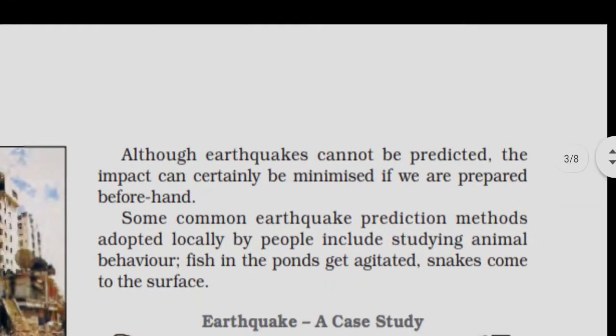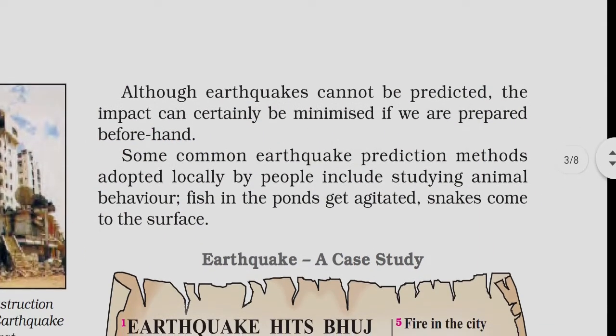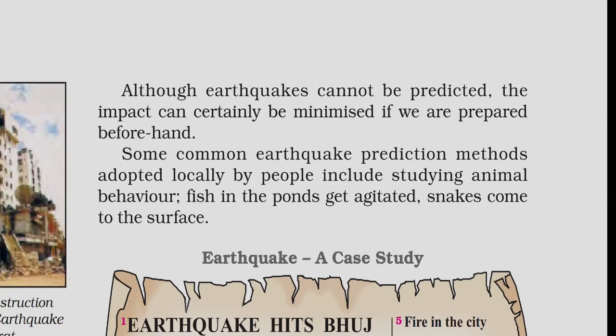Although earthquakes cannot be predicted, the impact can certainly be minimized if we are prepared beforehand. That means we know that in the earth there are several earthquake zones, such as Japan and Indonesia, which are severely facing them.